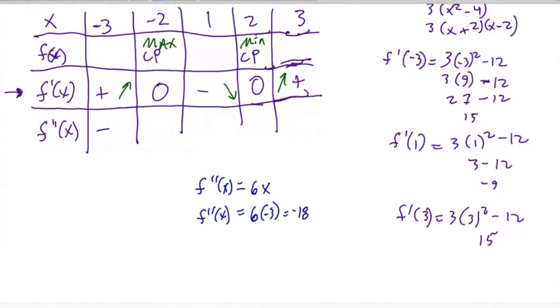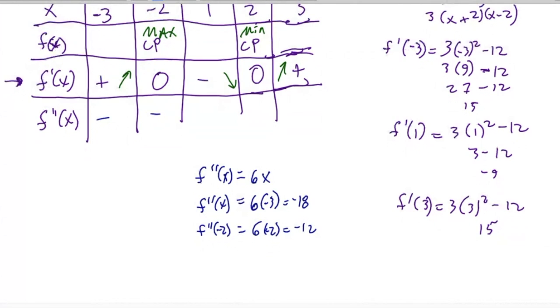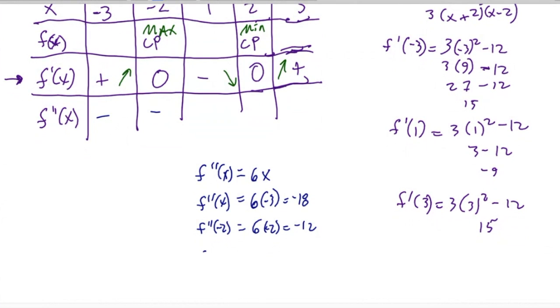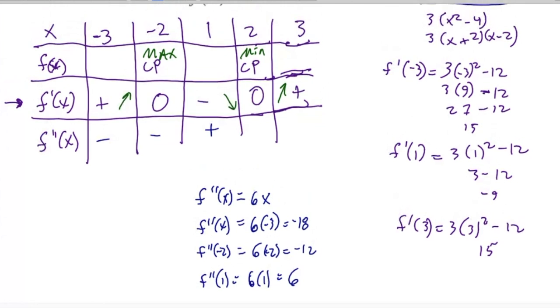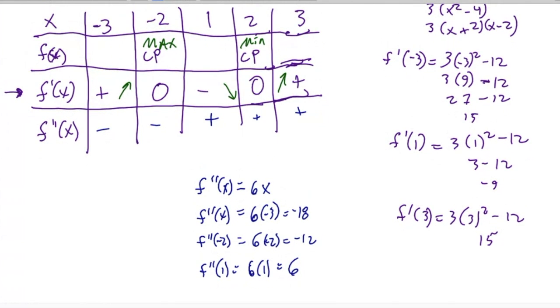And then if I put in -2, 6 times -2 gives me -12. That's still negative. Let's put in 1. 6 times 1 gives me 6. That's positive. Put in 2 there, I'll get a positive number, which means I know where it's concave down and concave up. Which means from here, it's going to go like that, and here it's going to go up like that.